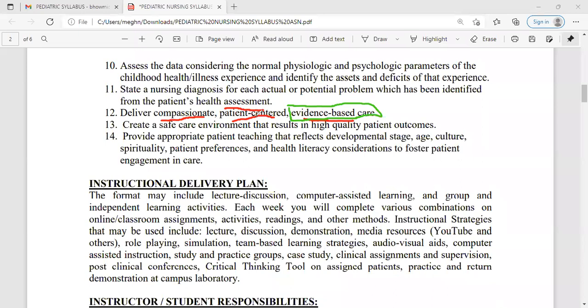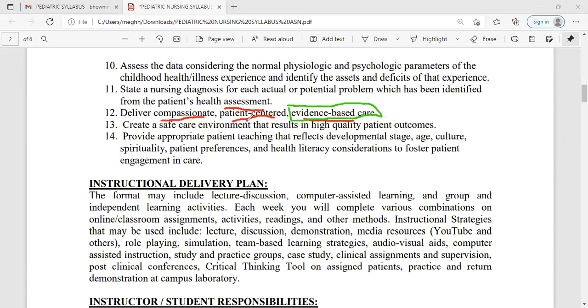Patient-centered care means what you are doing helps the patient to feel good. You meet the requirements of what the patient demands. If the patient has pain, you give pain medication. If the patient needs oxygen, you give them oxygen. If the patient has shortness of breath, you find out the cause of the shortness of breath. Everything patient related, we call patient-centered care, right?